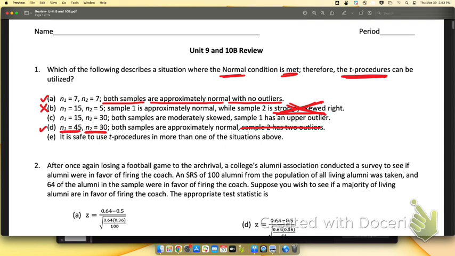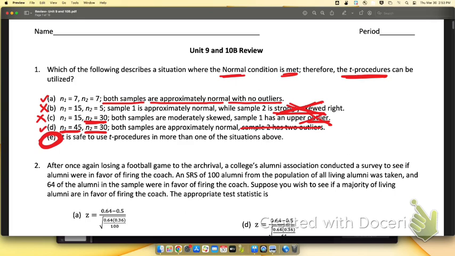In C, N being 30, that means that sample 2 is fine. There's nothing wrong with sample 2. We can go ahead and assume that sample 2 is good. But sample 1, we've got a sample of 15. And when we read the answer here, it says that both samples are moderately skewed. Moderate skew is fine. But sample 1 has an outlier. That is not okay. So C is off the table. So it looks like there's more than one of the situations that we could use our T procedures.